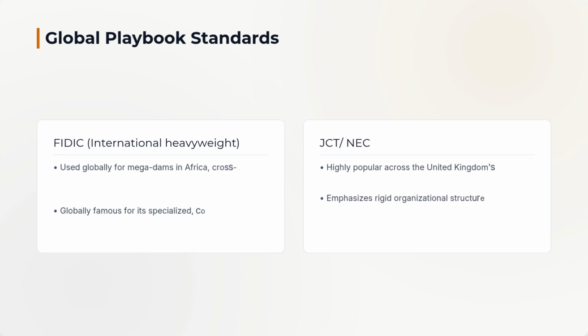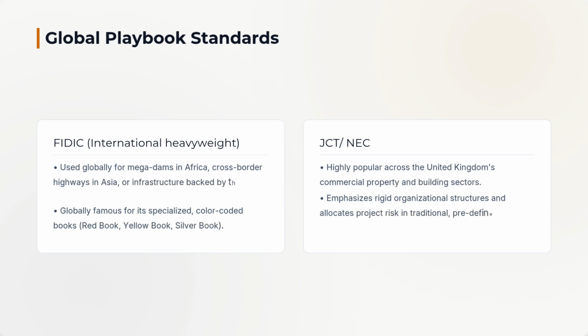So which standard playbooks do we actually use? Depending on where you are in the world and what kind of project you are running, you will encounter different families of standard forms. Let's look at the big 3. FIDIC, the international standard. If you are building a mega dam in Africa, a highway across Asia, or an airport funded by the World Bank, you are almost certainly using FIDIC. It is the global heavyweight, famous for its color-coded books, like the Red Book for Design by Client, or the Yellow Book for Plant and Design Build.